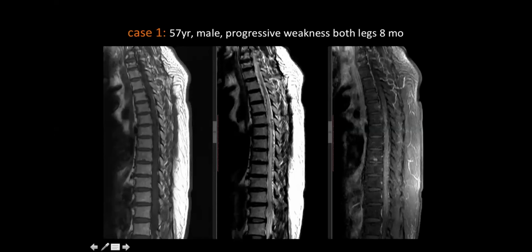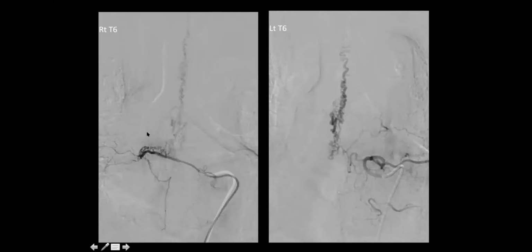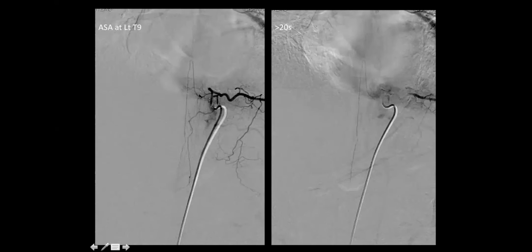So this is one case we treated during my training: a 57-year-old male with progressive weakness. He presented with cord edema, a lot of congested vessels in the posterior CSF space, and even cord enhancement. There was a shunt between the radiculomeningeal artery and a medullary vein from bilateral, both right and left T6 level. Luckily the radiculomedullary supply to the anterior spinal axis, the artery of Adamkiewicz, was at T9 level. But there was delayed washout, because we can see this even beyond 20 seconds. So this is how we see spinal cord congestion.